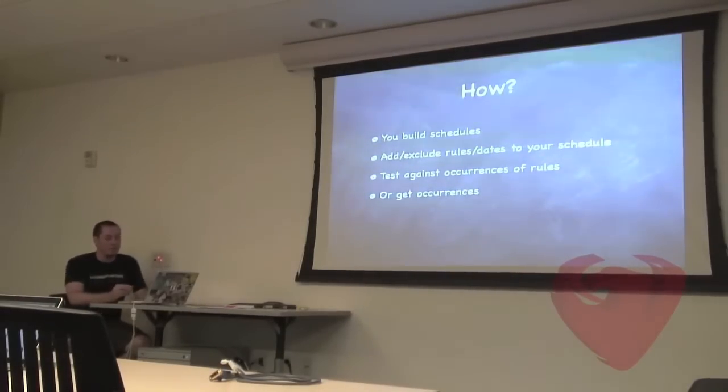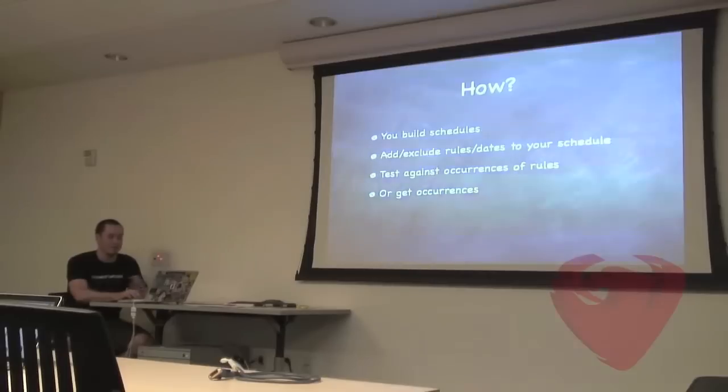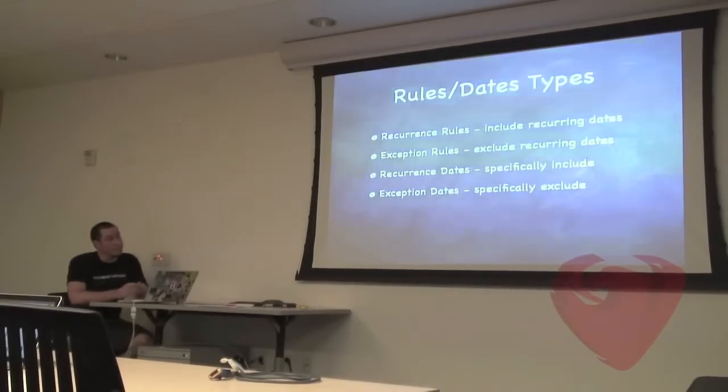And then once you have your schedule built, you can test against it, the occurrences, or you can get all the occurrences for as far as you want. You actually have to be careful because it'll go super far and give you like 1,000 things. So if you don't want that, you have to limit how many events a user could create. So these are the different types: the recurrence rules for including, exception rules, and the recurrence dates, exception dates, pretty much what I just covered.